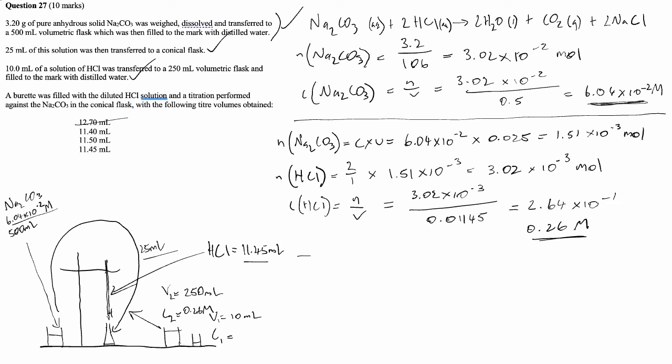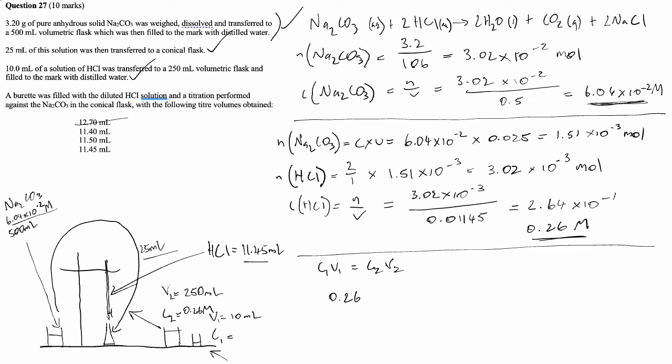Okay. The next step would be to work out, well, what was the concentration of that initial 10 mL, that little beaker we have over here, this guy? What was the concentration of that? Well, we've got V2, C2, we've got V1. This is pretty straightforward. We're going to do C1 V1 equals C2 V2.